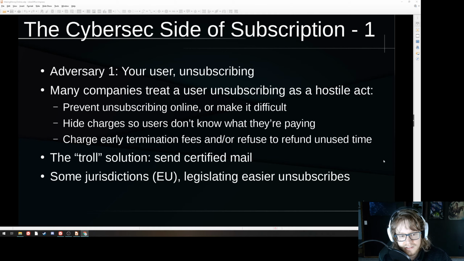Some jurisdictions are legislating some of these bad practices away, or at least trying to. In the EU, they're trying to pass laws that make it so that unsubscribing must be doable in the same way as subscribing, at least. Because subscribing is usually very easy. You can just do it on the web, so that's, at least in my opinion, a pretty straightforward way to do it, that you have to be able to unsubscribe in the same way you can subscribe. I'm on board with that.